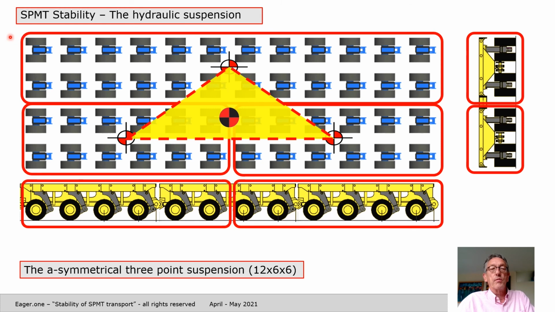And in general, in the preparation of a transport, it's easy to play with the number of axles per hydraulic group. Just check the stability by setting up the tilting angle, the maximum allowable tilting angle. And if the 3-point suspension is not enough, then you may go for the 4-point suspension.